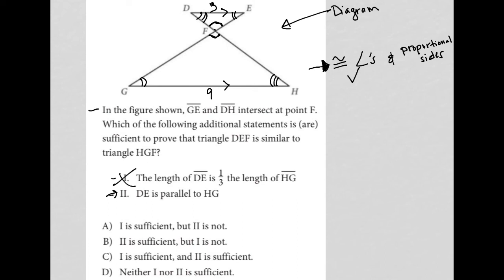So 2 is good. So answer choice A says 1 is sufficient. We know that's not the case. Choice B says 2 is sufficient, but 1 is not. I like that one. C says 1 is sufficient. We know that's not the case. And D says neither 1 nor 2 is sufficient. We also know that's not the case because 2 did give us some very good information. So the answer here must be choice B.